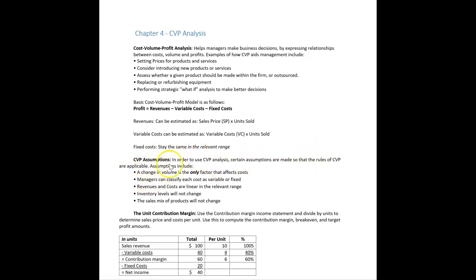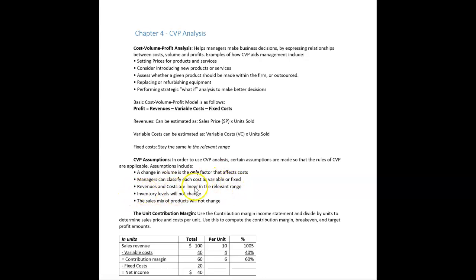One of the things it assumes is that a change in volume is the only factor that affects costs. And that's not true. Okay, so in other words, it only shows you the effect of a change in volume on your assumptions. It's all that it shows you. It doesn't tell you what the cost is going to be. All right? It also assumes that managers can classify costs as either variable or fixed. This isn't always true either.